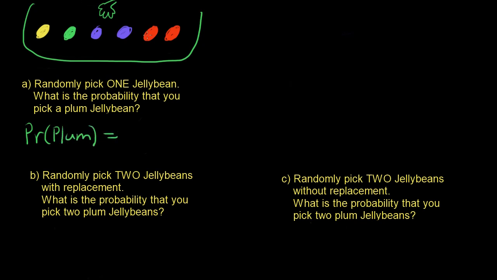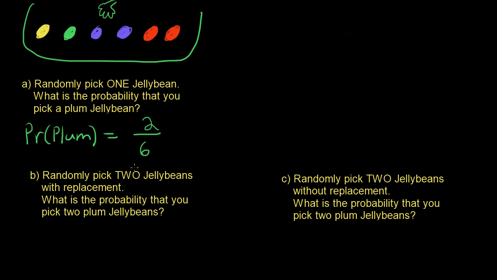Well, my hand's going in there, I'm going in random. I have 6 total jelly beans I could be picking. 2 of them are plum. So the probability I get a plum is 2 over 6. Okay, you can simplify that and plug that into your calculator. It's about 0.3333, which is about 33%. Okay? All right. Now, where this gets more difficult is when I randomly pick more than 1 jelly bean.